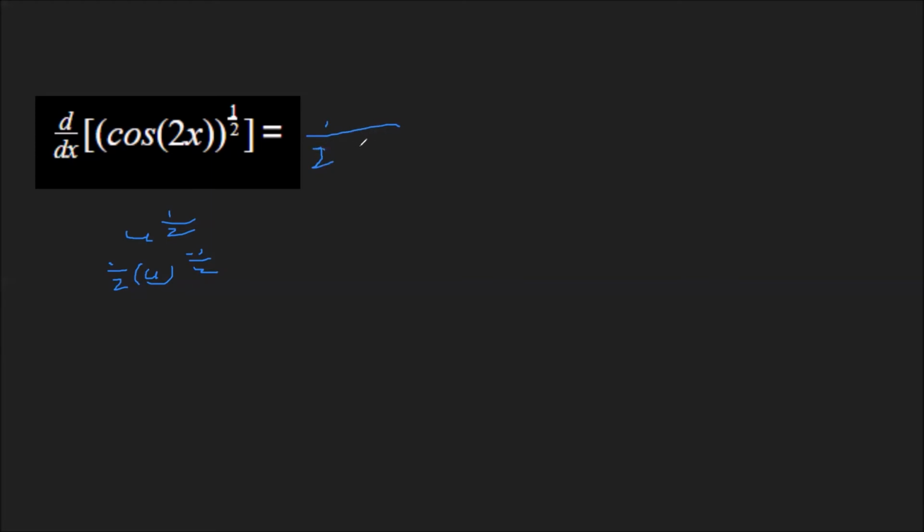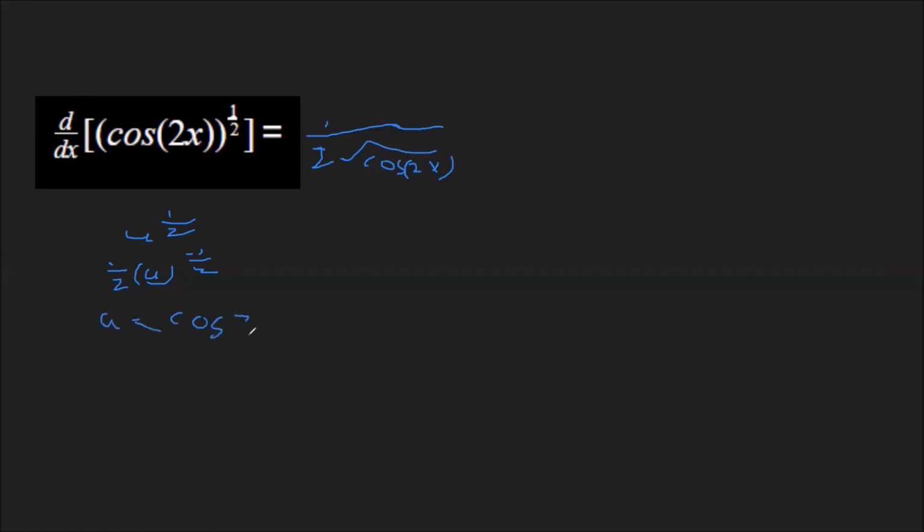So let's substitute cosine 2x in for u, and we end up with 1/2 over the square root of cosine 2x. Because remember, anything raised to the 1/2 is actually the square root of that. And since it's a negative exponent, it goes to the denominator. And now we have to find the derivative of u.